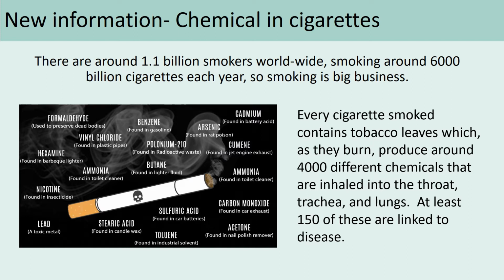Now, every cigarette that's smoked contains tobacco leaves. Tobacco is a plant. When they burn, they produce around 4,000 different chemicals that go down your throat into your lungs, and 150 of those are linked to disease. You can see on the picture some different things that can be found inside cigarettes. It's not just tobacco leaves in there, there are also lots of other chemicals in the filters, in the papers, things like that. And the ones that are listed are some of the ones that cause disease.